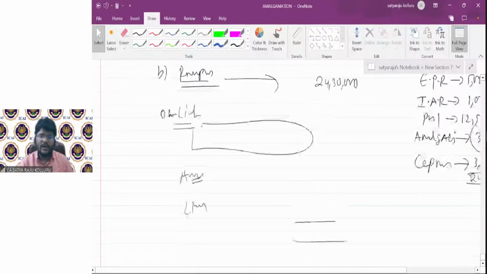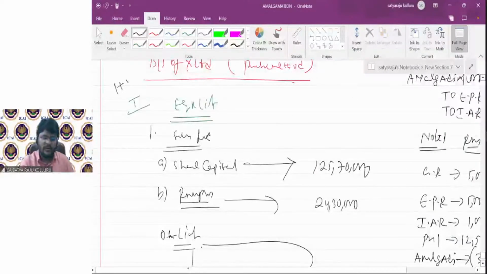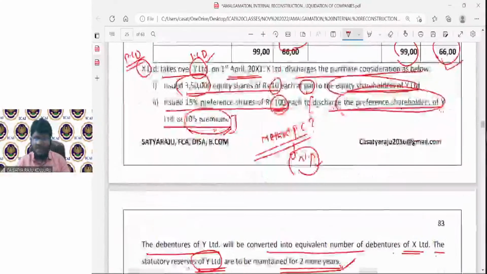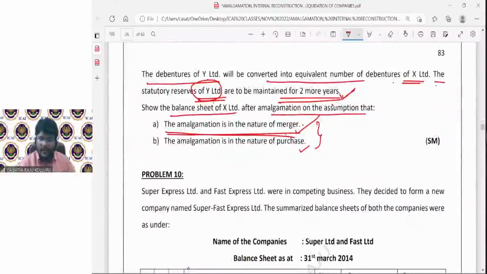I don't want to make it present. If you require, you can take it as a HW presentation. Okay, these are the only important things. Up to this I completed. This is all about problem number 9. Sir, amalgamation in the nature of purchase, I am giving as HW. Okay.